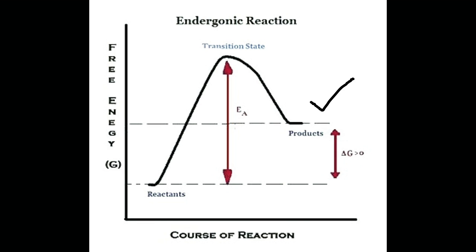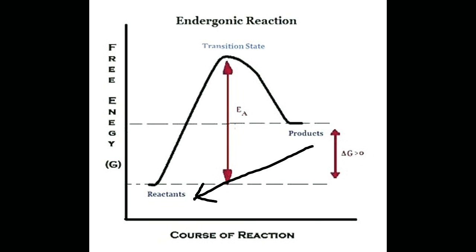In the graph, you can see the product molecules have relatively higher free energy compared to that of the reactant molecules. Therefore, if the reactants have to convert into product, they cannot do so on their own. They need more energy to convert into the transition state. Then again, they convert into product.